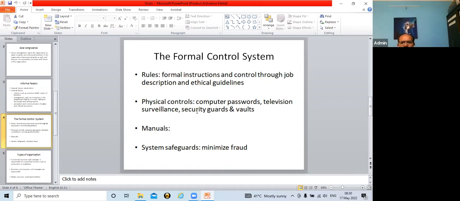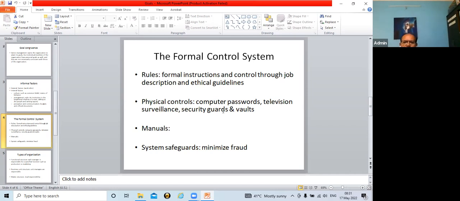Then the second one is physical control. As I told you, computer passwords, television surveillance. You can fix some cameras in your premises, and that camera will record each and every movement of a person, where he has gone, at what time he has come back. That is CCTV, television surveillance. So this is also a control system: password, CCTV, security guard. This is traditional, and at the entrance there will be security.